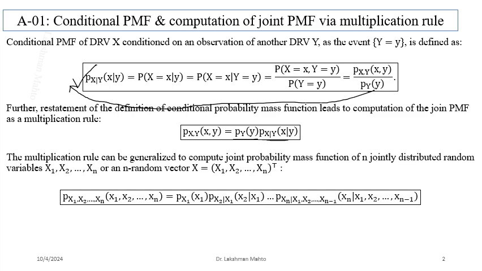Okay, and the result can be generalized for n jointly distributed random variables. If you have two jointly distributed random variables, then you compute the joint probability mass function through this multiplication rule. But if you have n jointly distributed random variables, then how will you compute the joint probability mass function through this multiplication rule? First you observe x1, which means you know the probability mass function of x1. Then you observe x2 once you have already observed x1, so you have the conditional probability mass function of x2 given x1. Once you have observed x1 and x2 together, it is talking about the joint probability mass function of x1 and x2.